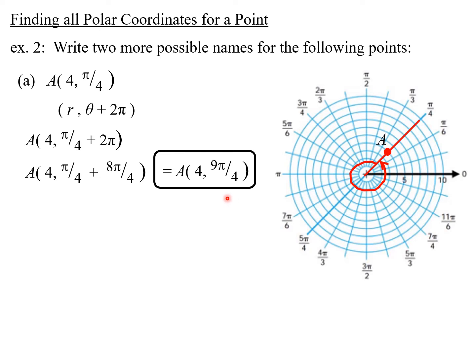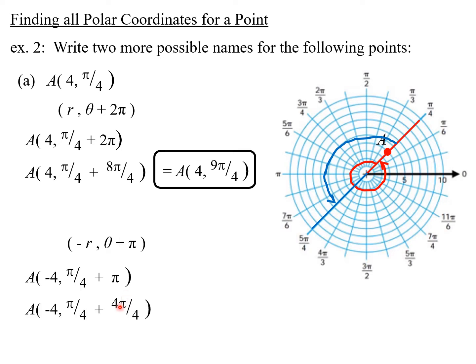But we're going to get another name a slightly different way, and this time I'm going to use the form -r, and then I'm going to add pi to it. That's actually going to get us to this direction right here by adding pi. So we're going to go in the opposite direction, and then we're going to take the negative direction from there. So this is going to be -4, and then pi over 4 plus pi. Once again, common denominators will be 4 pi over 4, and another name for point A, using a negative radius, would be -4 and 5 pi over 4. So these are 2 other names for point A.